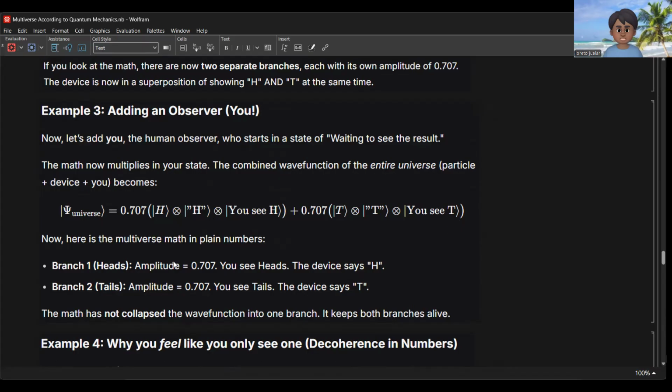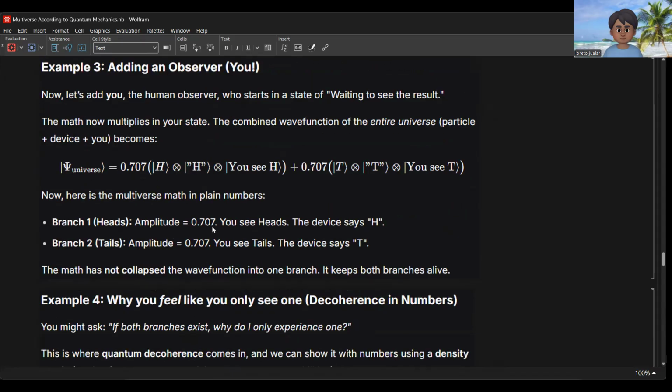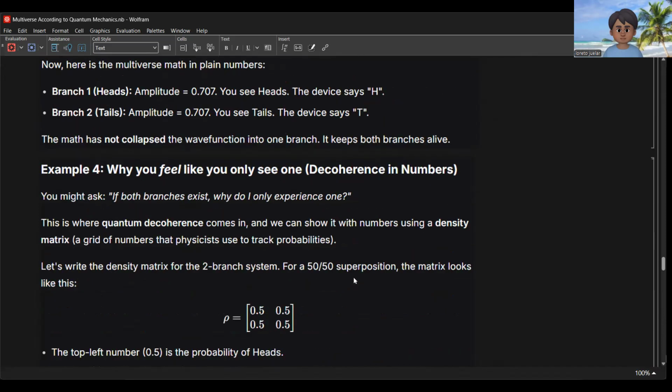Now here's the multiverse math in plain numbers. In branch 1, heads, the amplitude is 0.707. You see heads, so the device shows H. In branch 2, the amplitude is 0.707. You see tails, the device shows T. So the math has not collapsed the wave function into one branch. It keeps both branches alive. So why do you feel like you see only one? The decoherence in numbers.